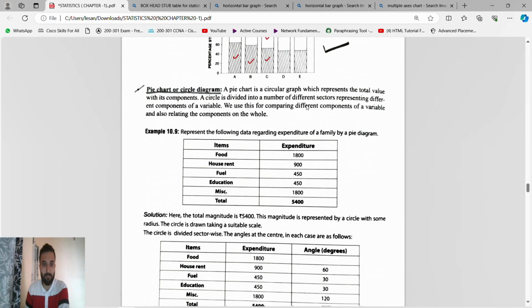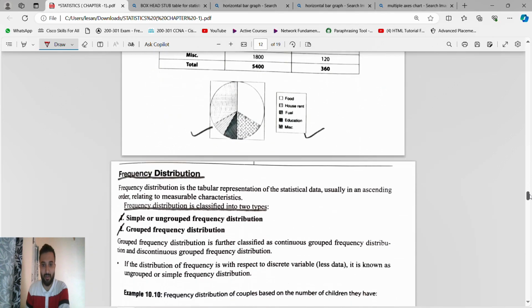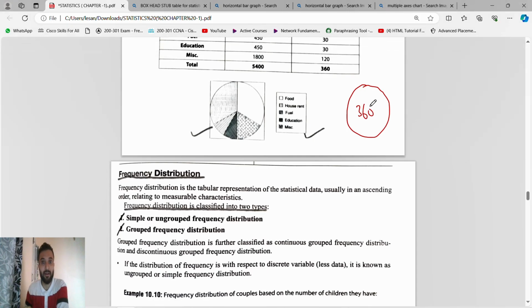Next is the pie chart. A pie chart is also called a circle diagram. We know the pie chart, this is the pie chart. So what is the total angle of a pie chart? It is 360 degrees, right? Suppose in the pie chart they ask you the central angle or pie angle. So how will we find it?